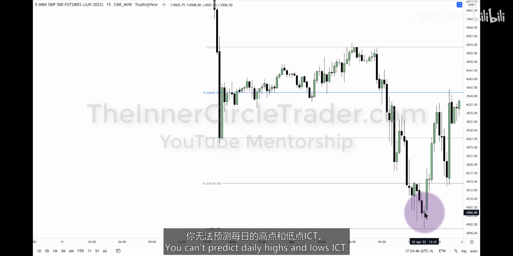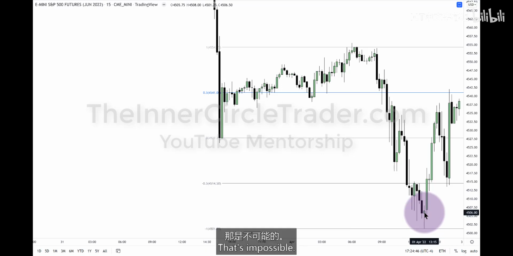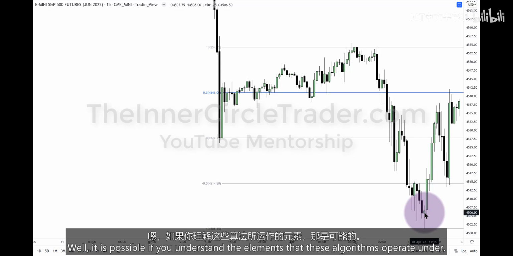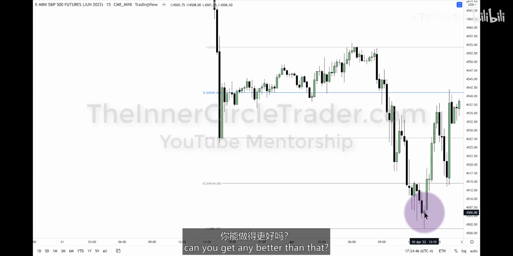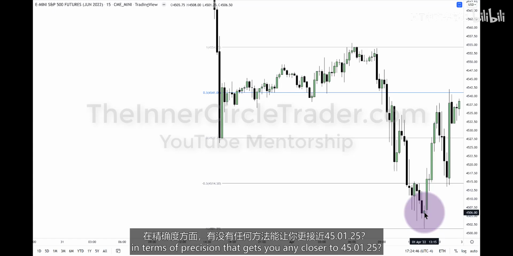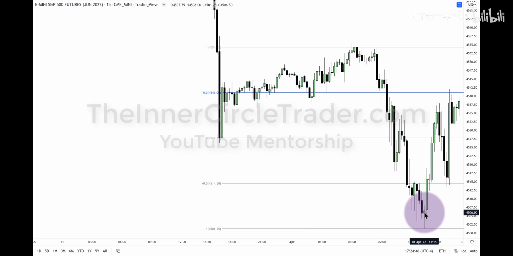You can't predict daily highs and lows, ICT. That's impossible. Well, it is possible if you understand the elements that these algorithms operate under. And my question to you is, can you get any better than that? Is there any other measurement in terms of precision that gets you any closer to 45.01.25? Not when the low is 45.01.25. Look at the reaction there.